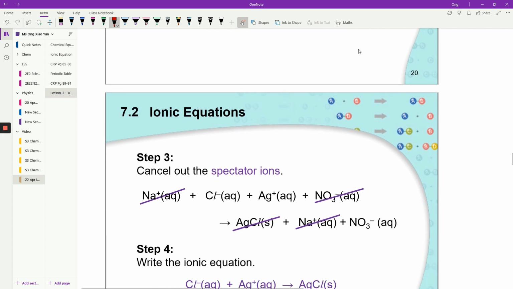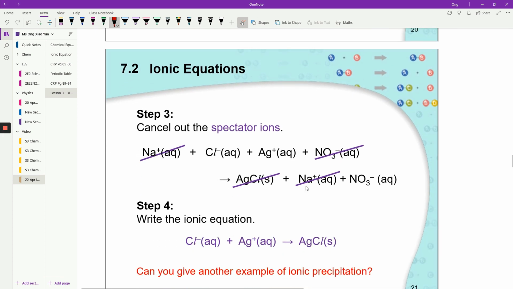Okay, so after that, you cancel out the spectators. So you can see that Na plus, okay, they are repeated in the reactants and products. Okay, you can tell also that silver, no, not silver, nitrate.